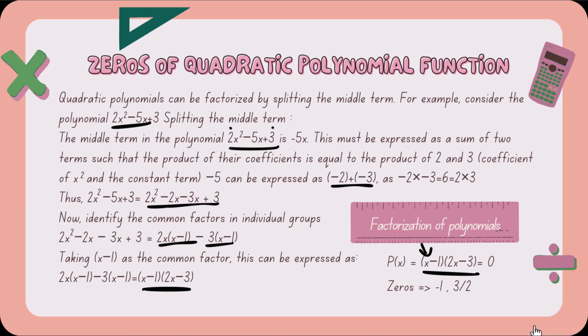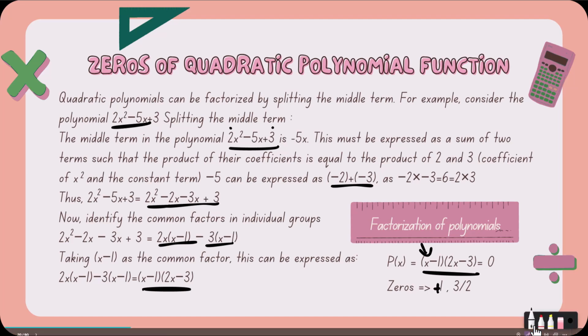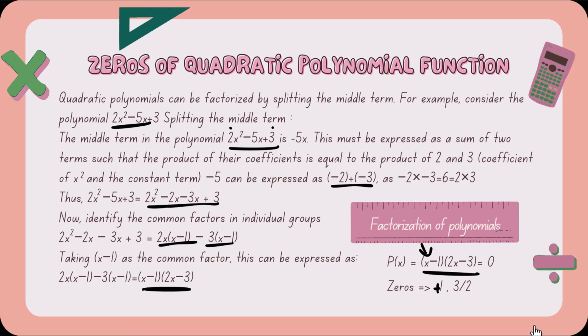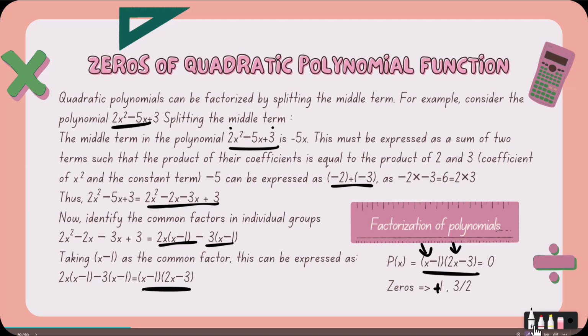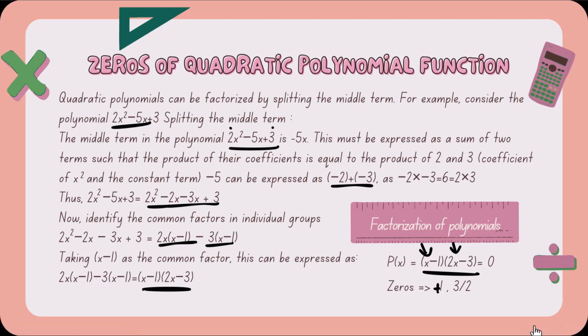So when does it become 0? When I put 1, right? It's not minus 1, it'll be plus 1, right? So minus 1 plus 1. So if you put plus 1, it'll become 0. Same way, if I put 3 by 2 in this x, 2 will cancel, and x minus 3 will become 0. So it becomes 0 when x is equal to 1 and when x is equal to 3 by 2.